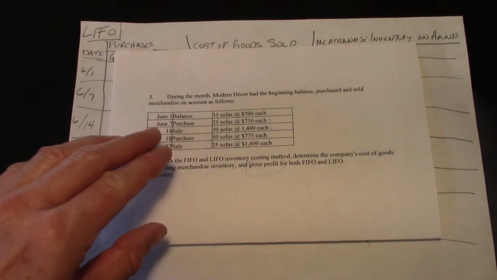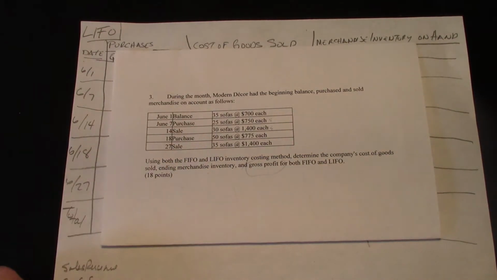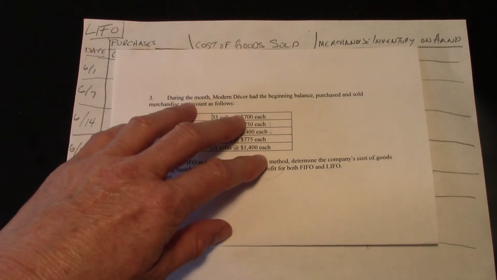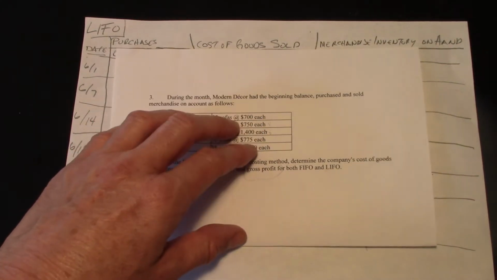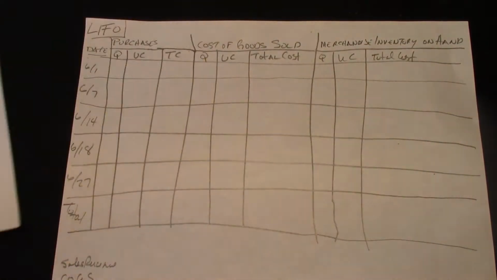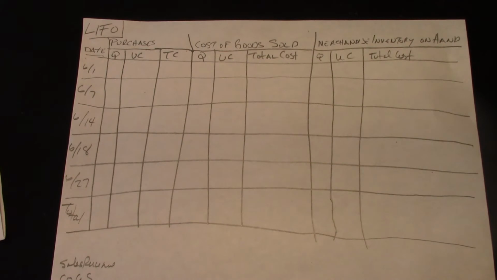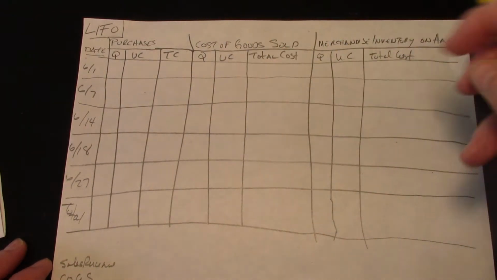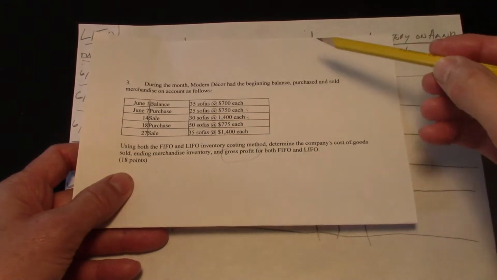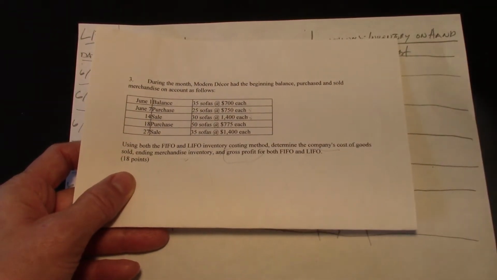We are going to calculate cost of goods sold and ending merchandise inventory now using the LIFO method. So we have the same transactions. The only difference is we will use the last in, first out method of calculating our cost of goods sold and our ending inventory. And then of course we'll use that to calculate gross profit, which is what the problem asks for, right? It asks for cost of goods sold, ending merchandise inventory, and gross profit.